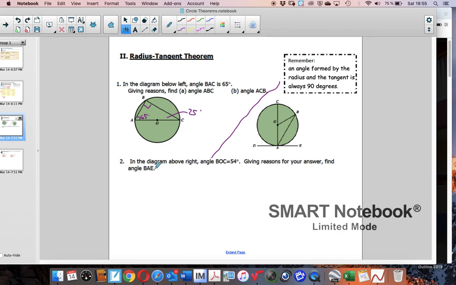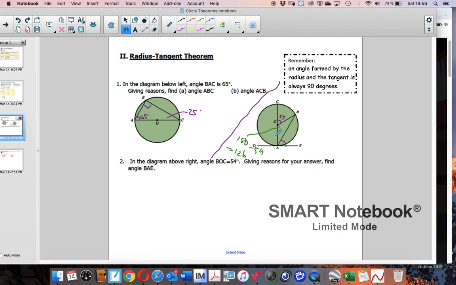Okay, let's take a look at question 2. In the diagram above, BOC is 54. So BOC, that's this one right here. And we are asked to determine BAE, so this one right here. Okay, one step at a time. And remember that with the podcasts, it's always such that you pause it, you figure it out on your own, and then you can see. All right, let's take a look at this angle. So this angle is going to be 180 minus 54, right? So that's going to be 126.